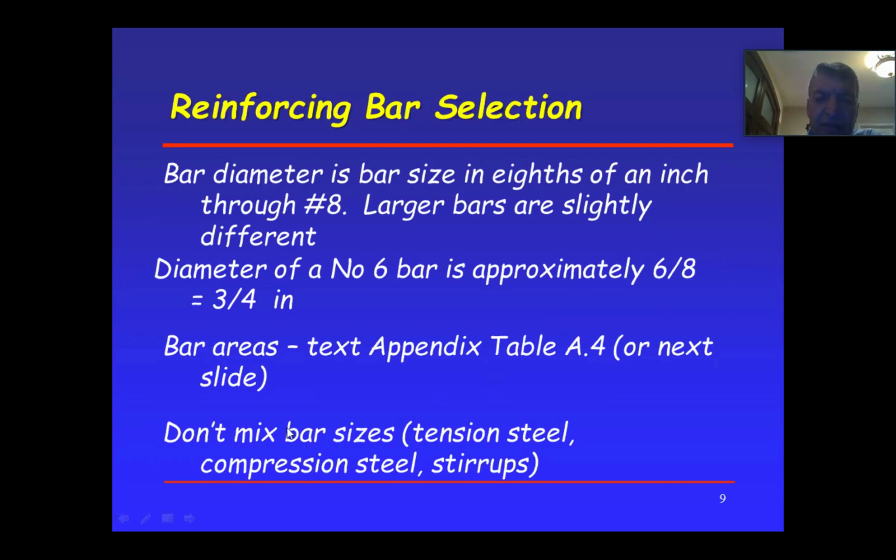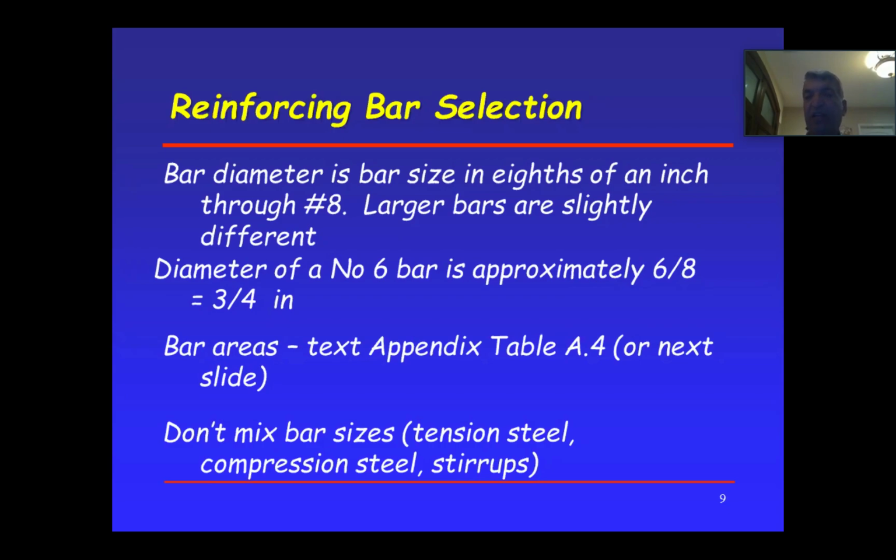It says don't mix bar sizes in tension steel. When you select the bars for the beam, don't say, oh, I want to use 2 number 4 and 2 number 6. No, try to keep the same numbers. Can you do it in theory? Yes, it can be done, as long as we meet the total area of steel. But it's not a good practice.